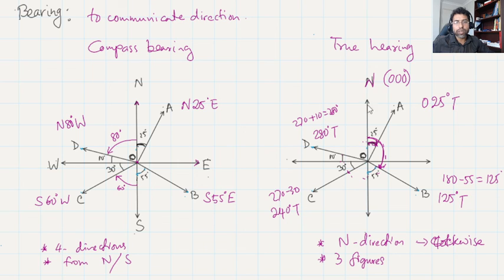You can see the way we are representing the direction from O to A. If I write north 25 degree east, this is the compass bearing, and if I write 025 degrees, that is the true bearing. We will see how to apply these terminologies and this concept when we are solving trigonometric problems based on bearing. And in the next video I will try to show two problems based on bearing.